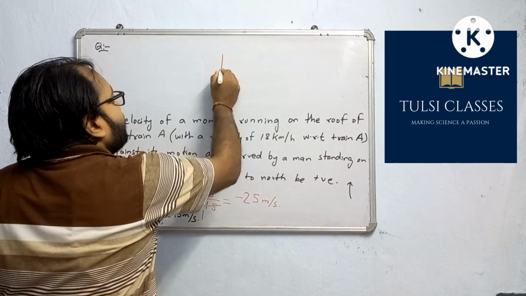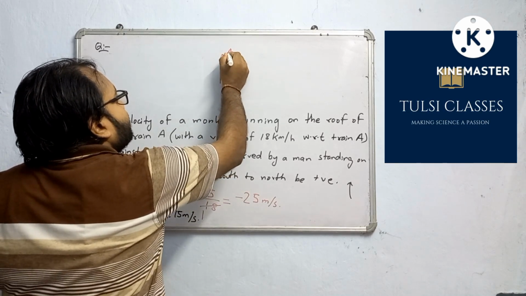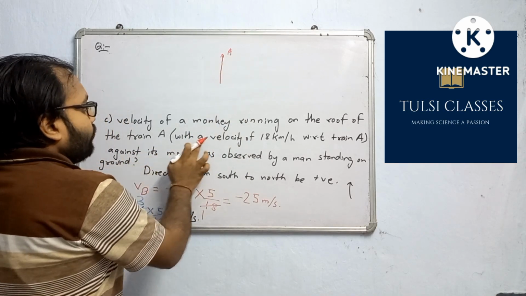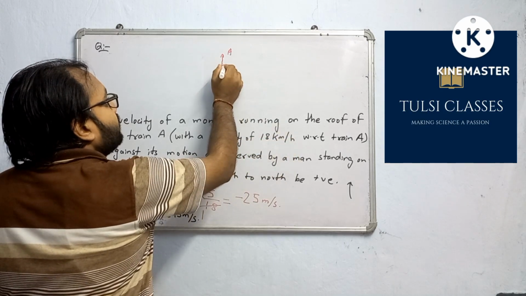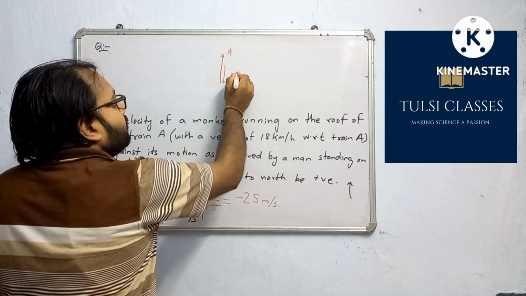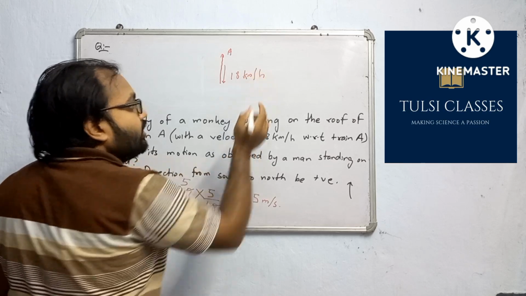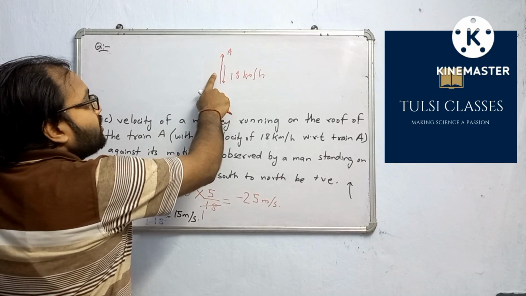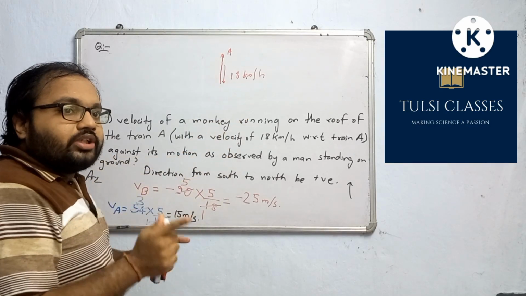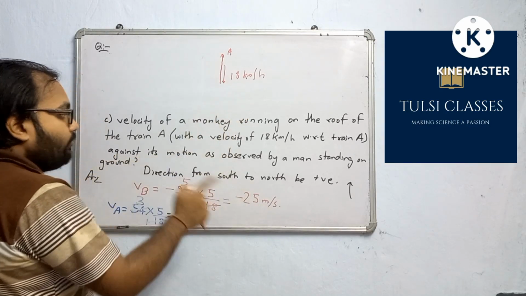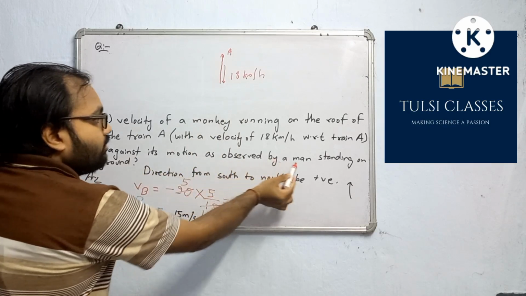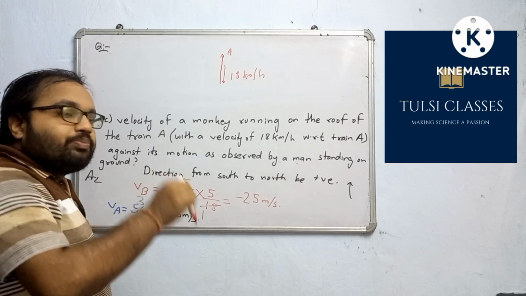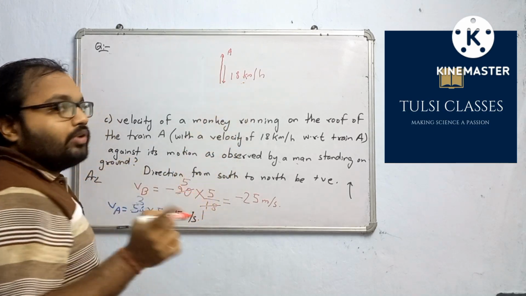If train A is moving in this direction, then the monkey is moving against its motion with a velocity of 18 km per hour on its roof, with respect to train A. That means it is not as per the ground. The velocity of the monkey with respect to ground is something different that we have to find, as observed by a man standing on the ground.